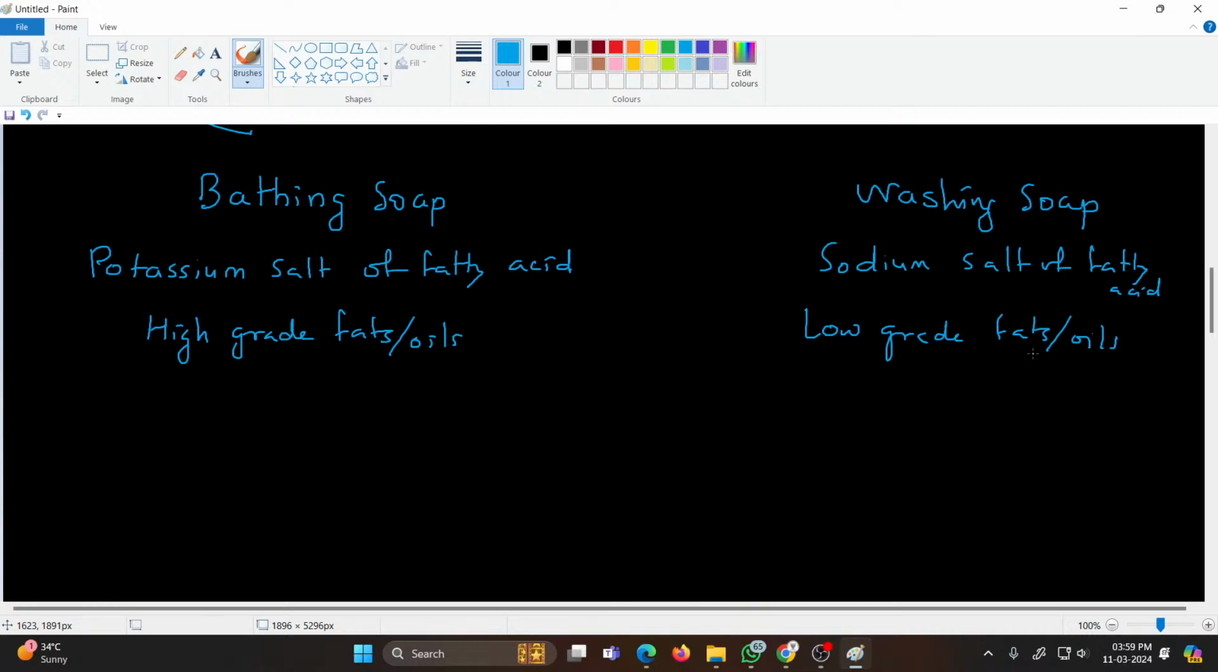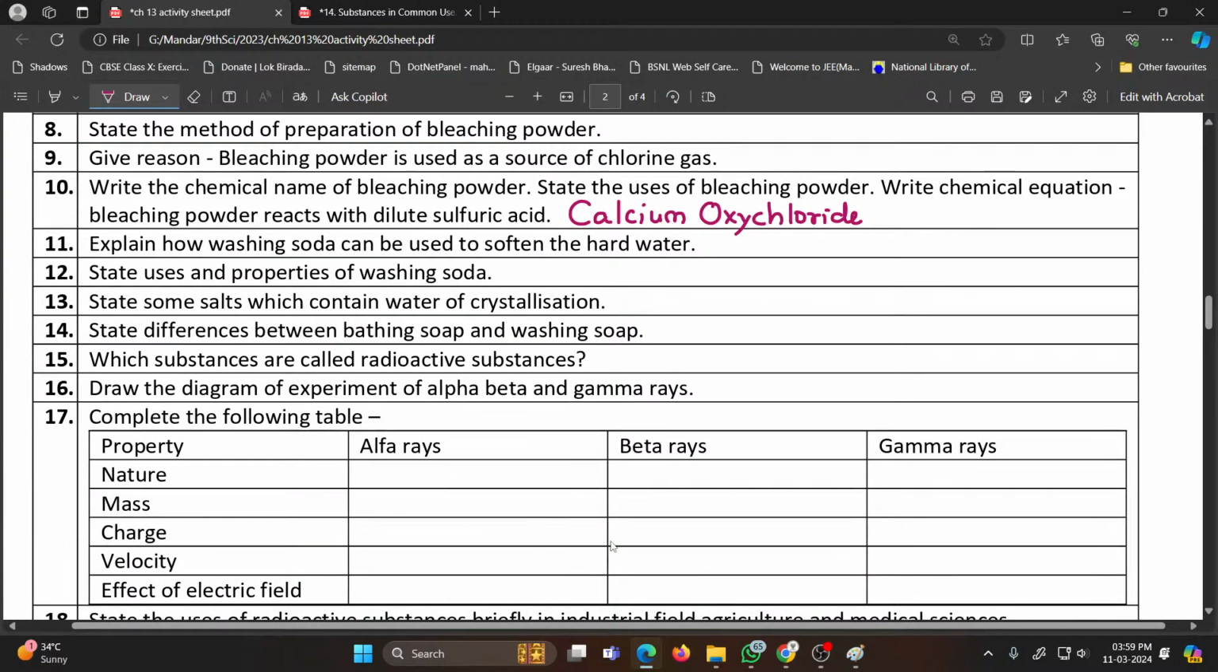Then the bathing soaps are not alkaline, whereas washing soaps are alkaline in nature for the strong action for cleaning the clothes. So these are the differences between the washing soaps and the bathing soap.